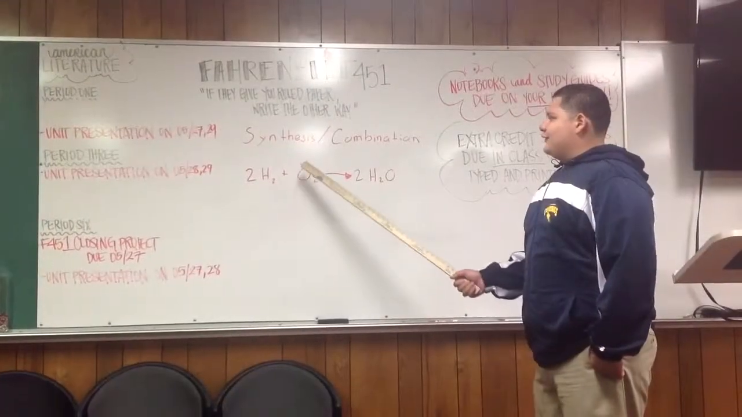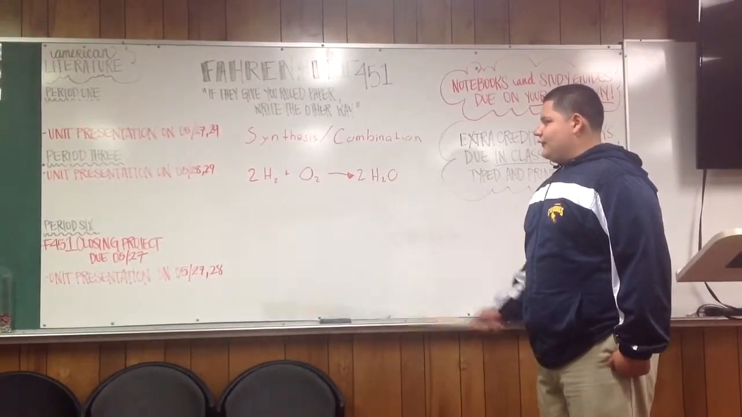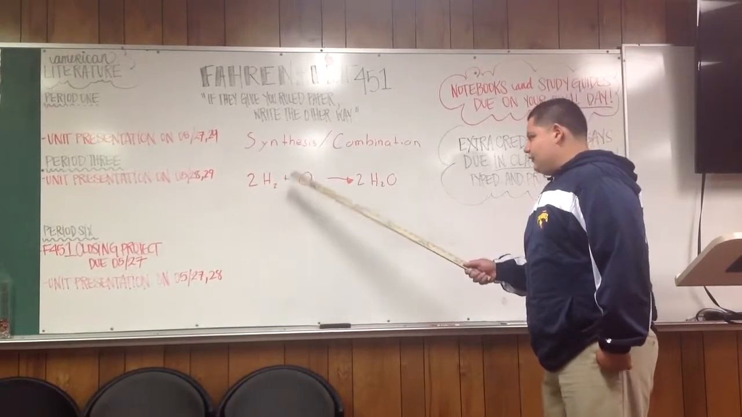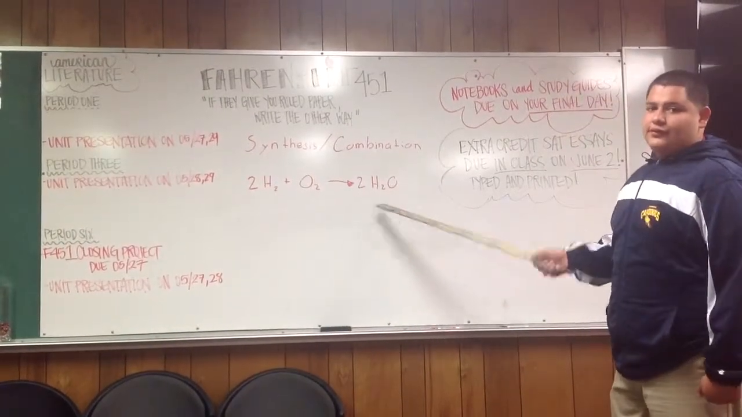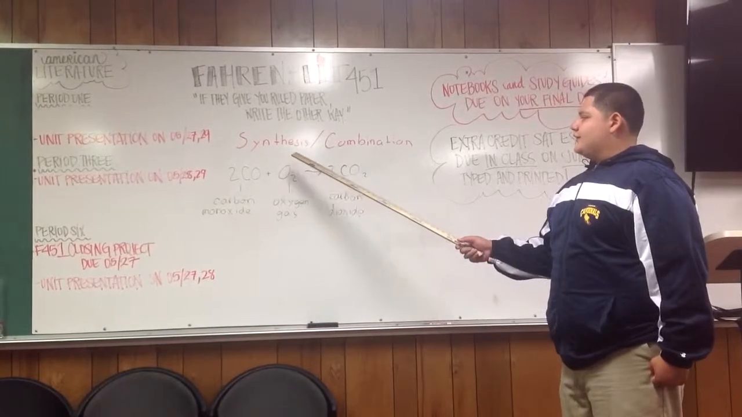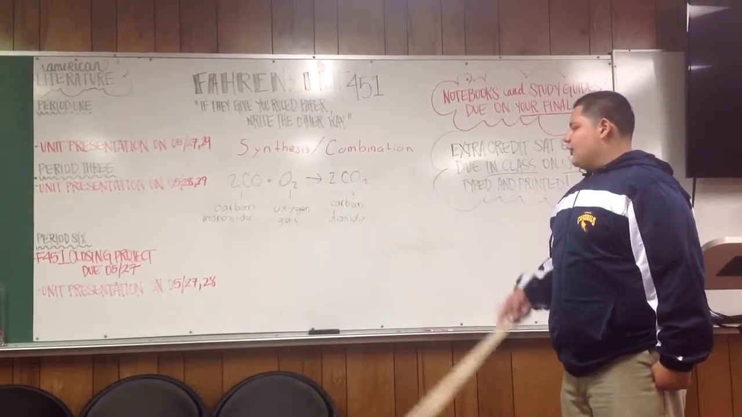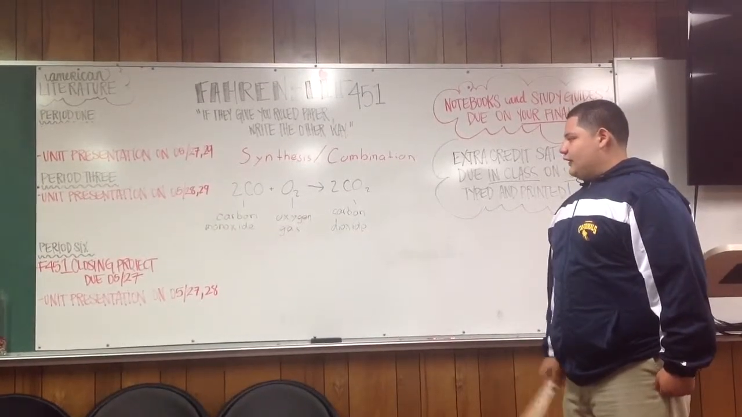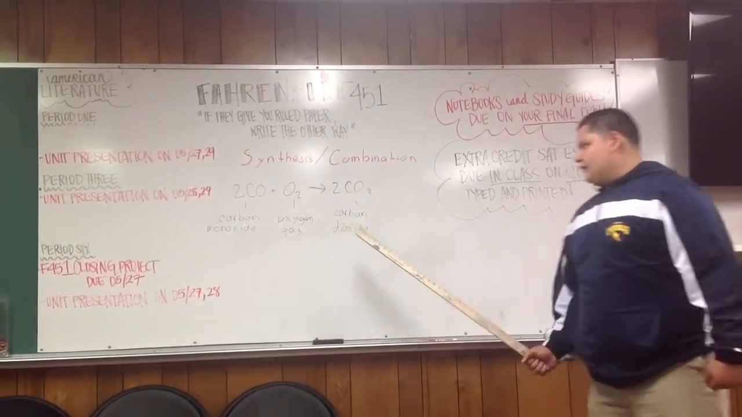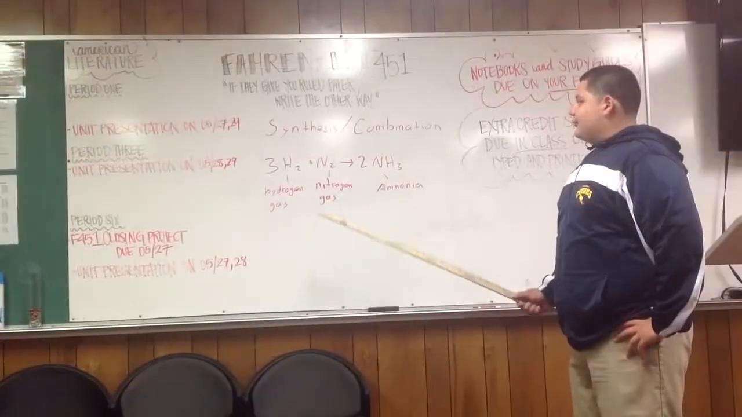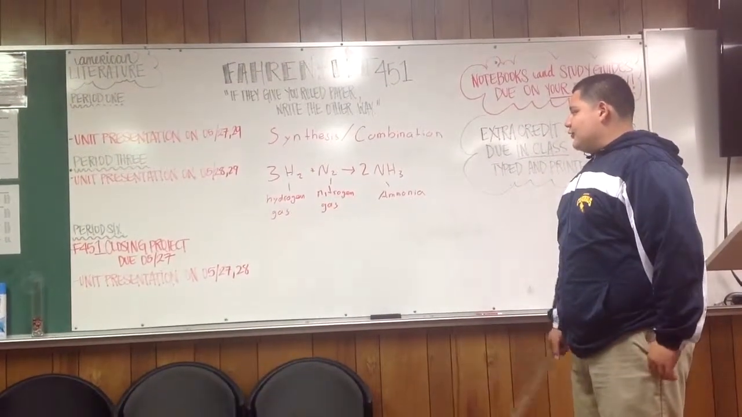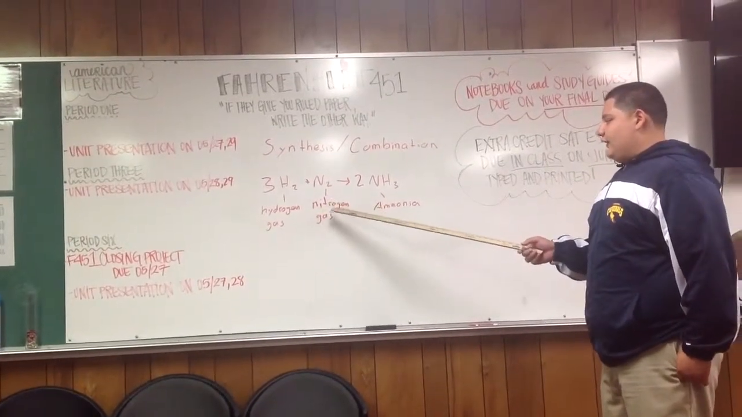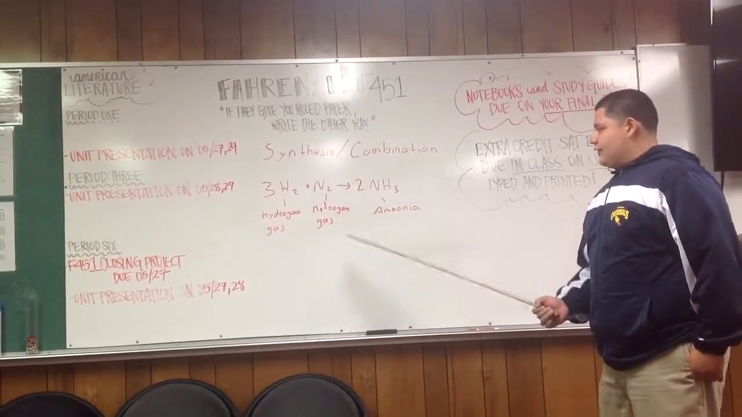An example of a synthesis reaction is H2O. 2 hydrogen molecules combined with oxygen gas create H2O, which is water. Another example of a synthesis reaction is the making of carbon dioxide. The 2 reactants consist of carbon monoxide and oxygen gas. The product is, of course, carbon dioxide. Our final example of a synthesis reaction is the making of ammonia. The 2 reactants consist of hydrogen gas and nitrogen gas. Combined together, they both form ammonia.